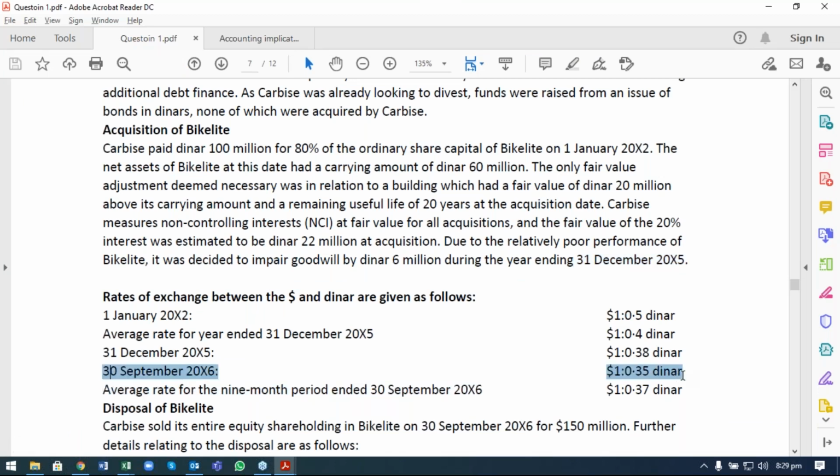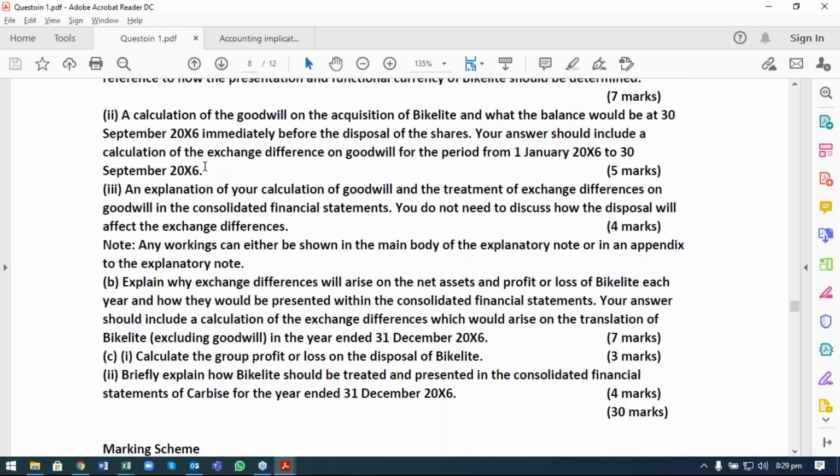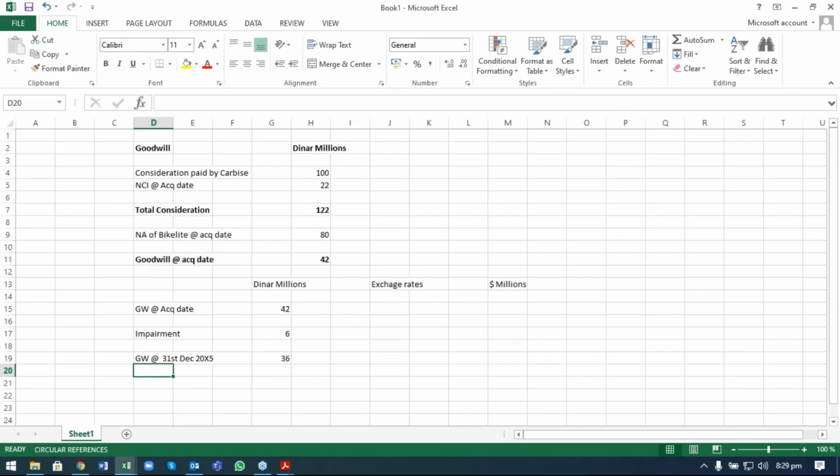That would be the next step to calculate the foreign exchange gain losses. As to why I'm doing so, the examiner has told me to find out the foreign exchange gain losses on the goodwill from the period of 1st January 2006 to 30th September 2006. Are you getting the point? So between this time period, the examiner is asking to calculate the difference in this goodwill.